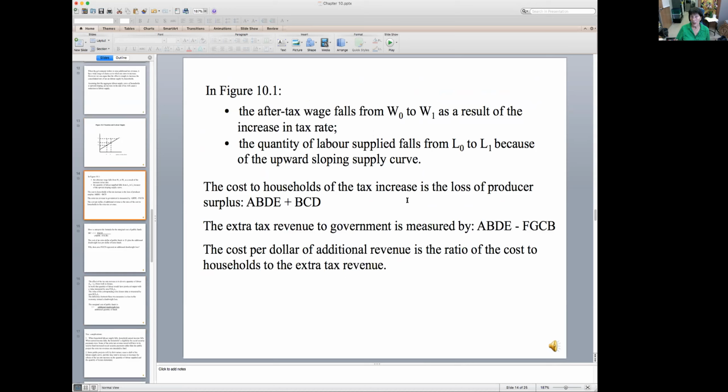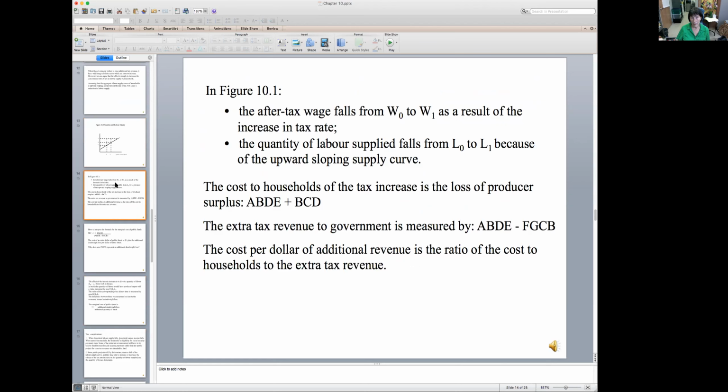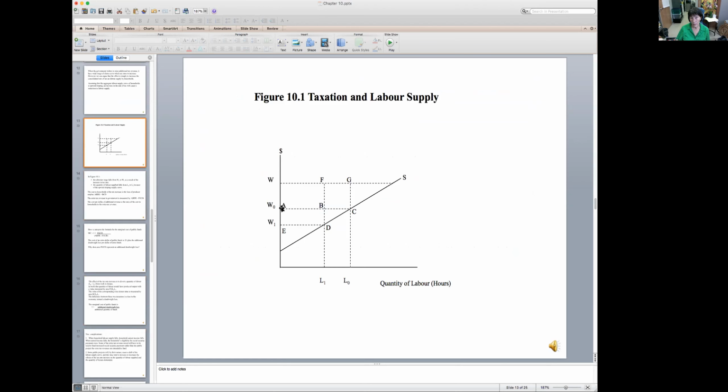So the cost to the households of the tax increase is the loss of the producer surplus. So it's ABDE and BDC, I believe, yes. So the consumer surplus, we were here, but now we're here. So we've lost this whole thing, this little triangle, which is BDC, and this DEAB. So that's all now being lost because it's all going to the government in the form of a tax.